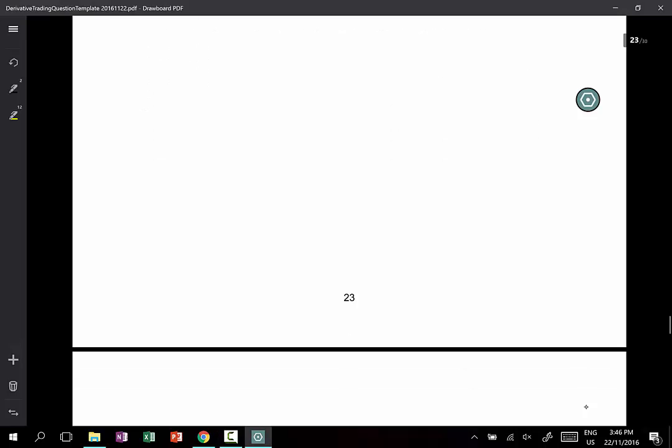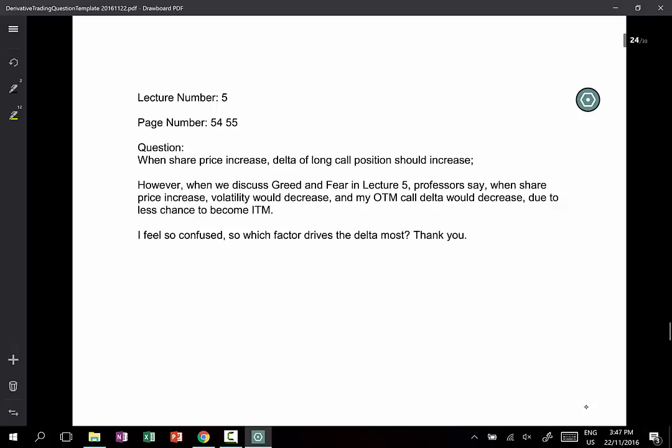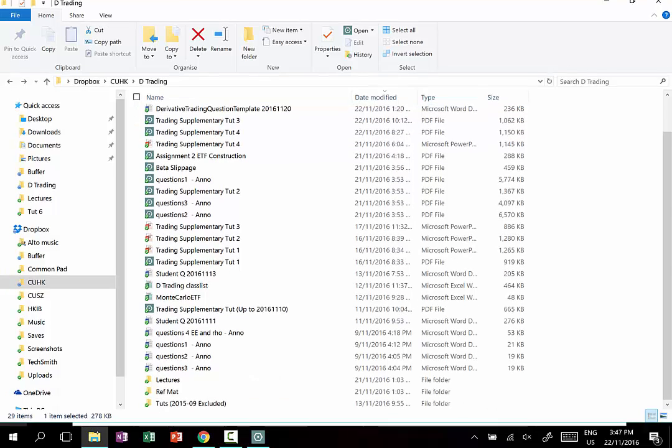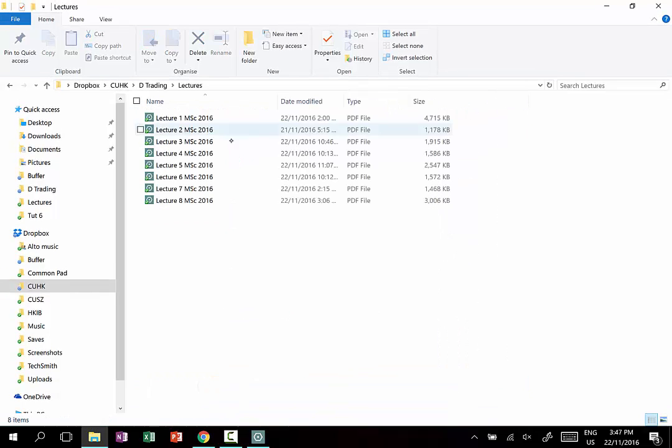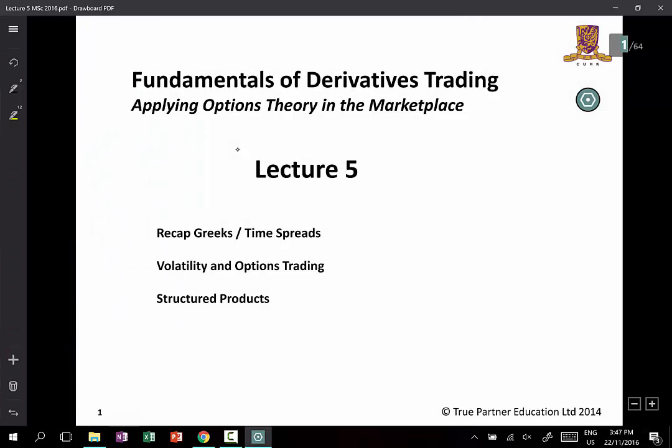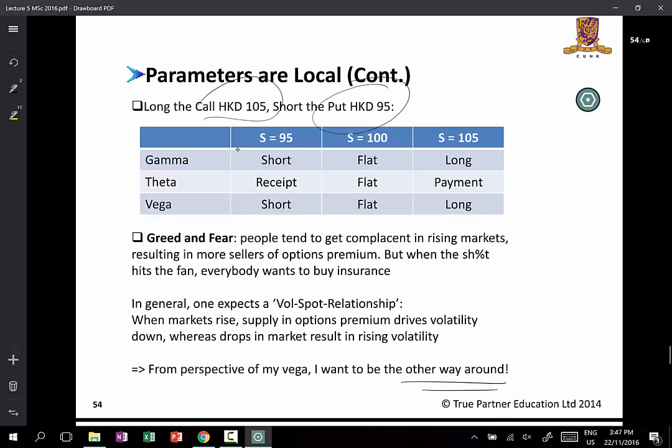Okay, now I look at question 24. So this will be, I think for now, the last question that I have picked up in the Google document. So it's regarding lecture 5, pages 54 and 55. So let's have a look at that. So lecture 5, pages 54 and 55. Greed and fear.